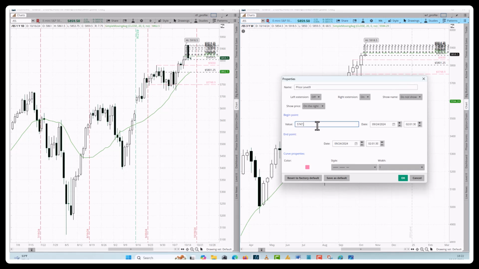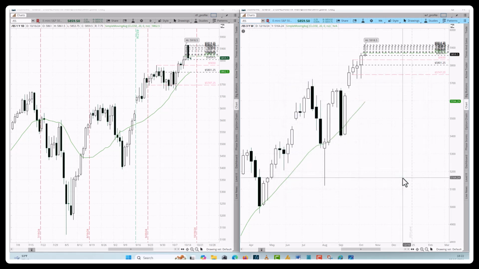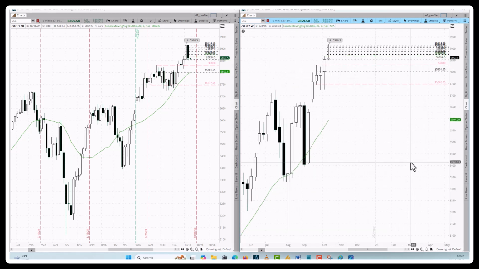So 47.25. Yes, for the next couple of weeks, we're going to watch for this level. Exactly. You see that on the daily time frame, that's the range right there when it broke. We want to see it touch the level. If it breaks the level, it's going to hit.